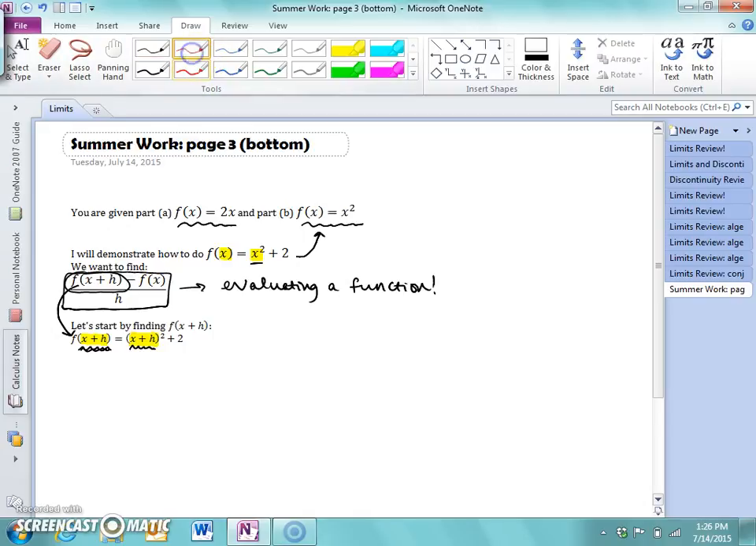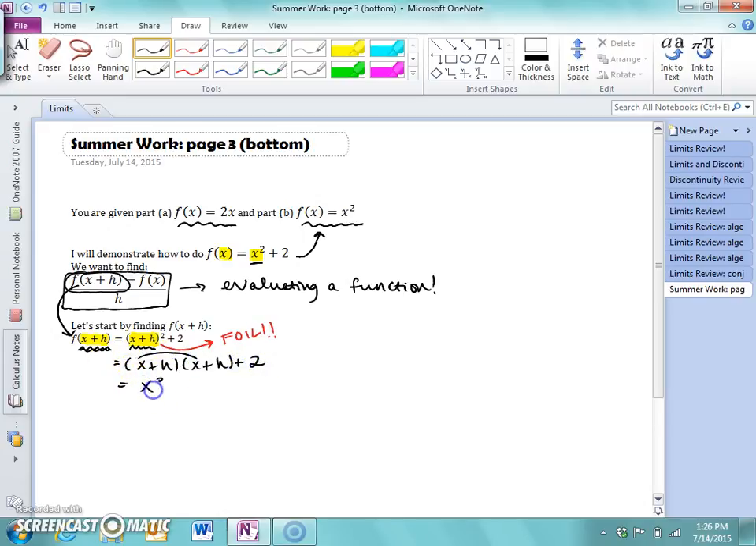Now a big thing you want to keep in mind here is that x plus h quantity squared is not just x squared plus h squared. We need to FOIL. So let me write this out here so it's easier to see how the FOILing is done. Just keep that 2 at the end.